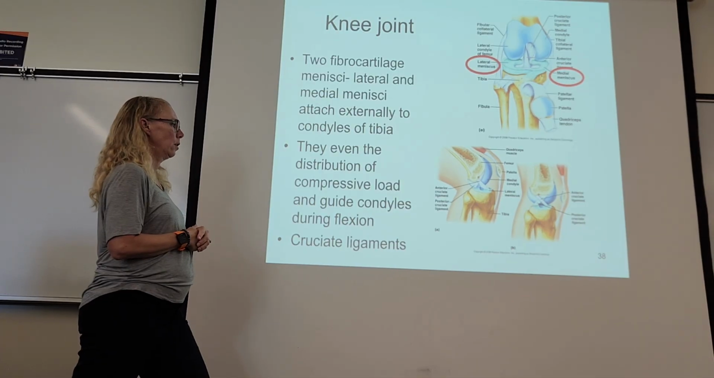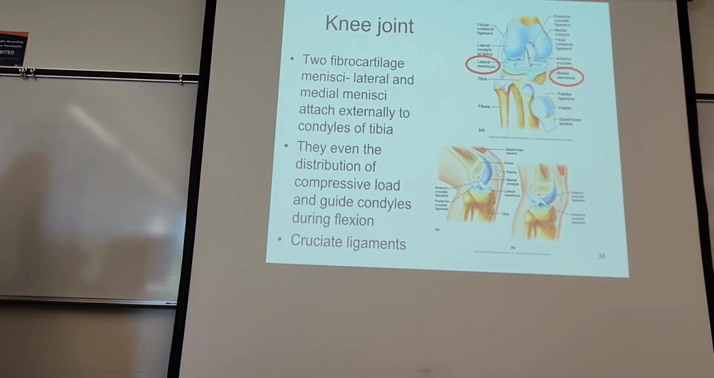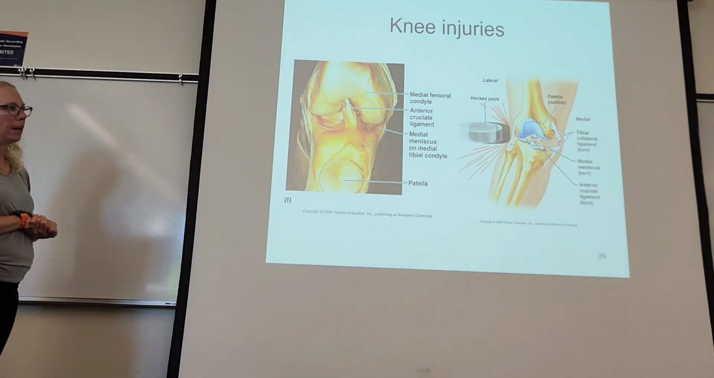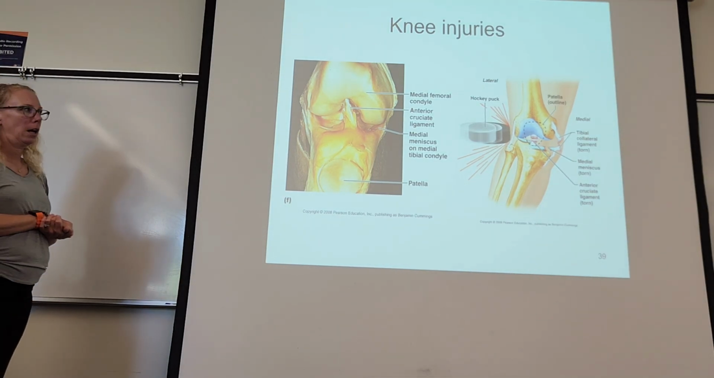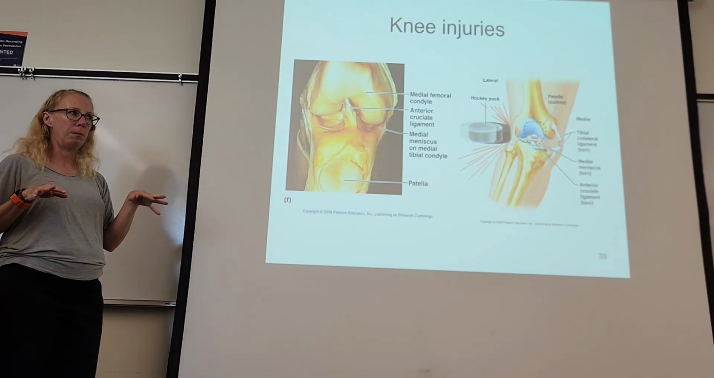What else? So again, menisci are for shock absorption, and then the ligaments are going to be for structural integrity. A common knee injury is called the unhappy triad, and that's where you get a lateral blow to the knee, and that's very common in football.